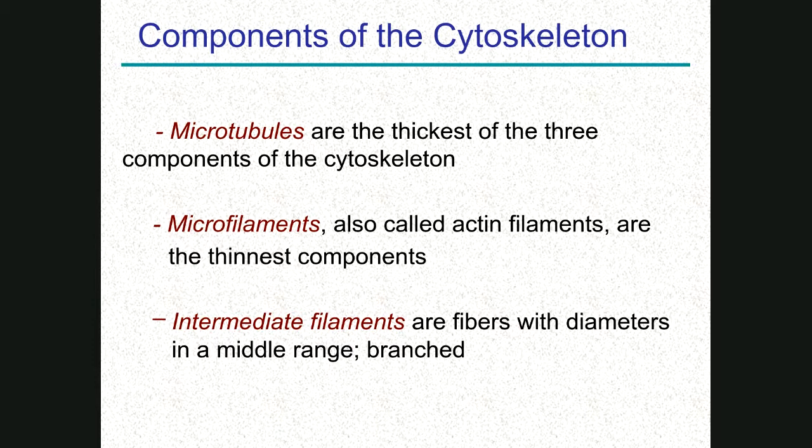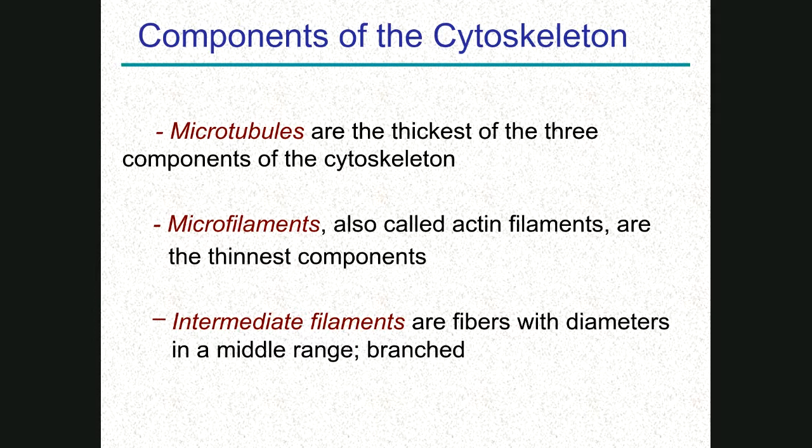The intermediate filaments, their size is between microtubules and microfilaments. Microfilaments are the smallest one, the thinnest component. The thickest component is microtubules. The thinnest one is the microfilaments. And the intermediate filament is between the microtubules and microfilaments. They are in the middle range, and they are very well branched. Their job is to help anchor the organelles, making sure that when the cell moves, it moves entirely with its own organelles attached to it. The intermediate filament does that.